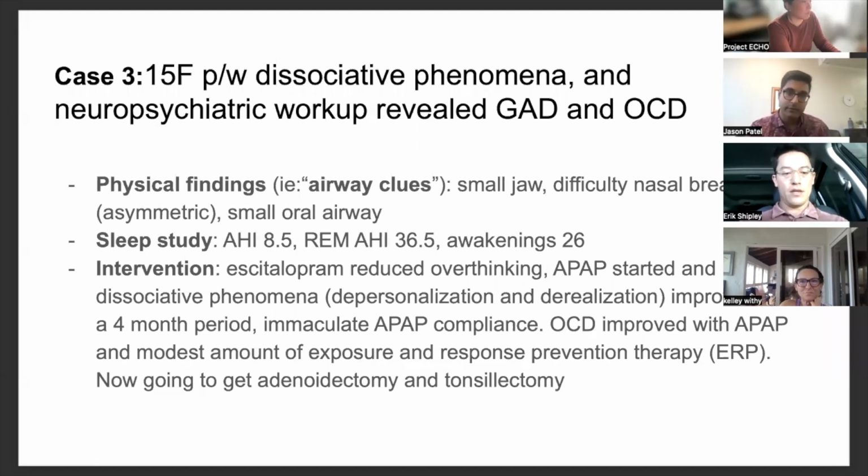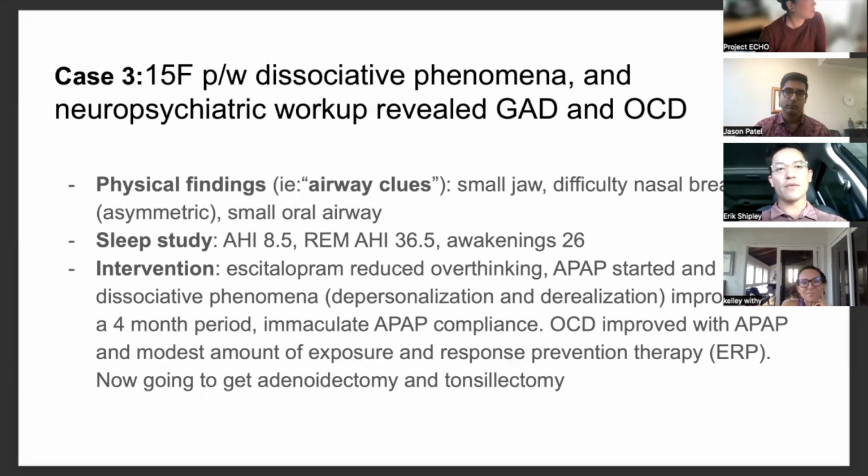In this case, this is a 15-year-old female, and she presents with dissociative phenomena that have been going on since she was younger. She found a way to cope with it, but it seemed to be getting worse as she was going through puberty. And the neuropsychiatric workup from myself revealed generalized anxiety disorder and OCD as well, common comorbid factors. Frankly, I'm a little surprised I didn't see some ADHD. It's really common too with sleep apnea. Physical findings: some difficulty with nasal breathing, small oral airway. All my assessments with this family were with at least one of the parents, and it's a very nice family.